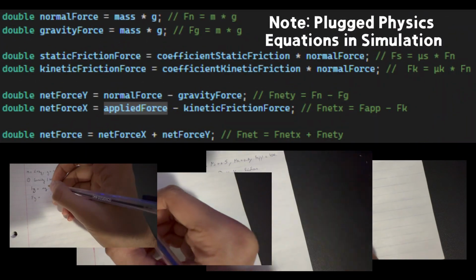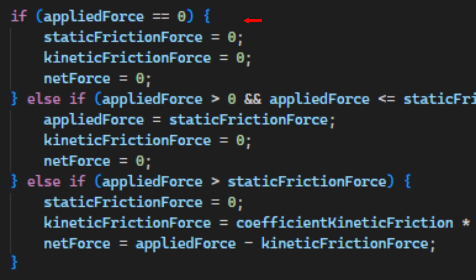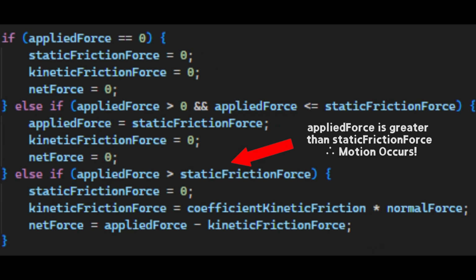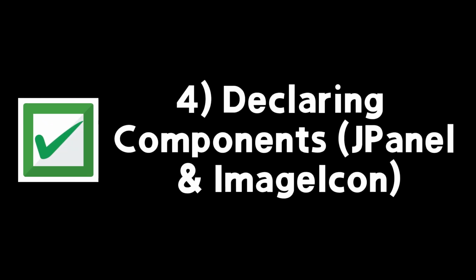Next, I used all of the physics equations that we discussed and plugged them in. Step 3 was determining friction and net force. This code checks how friction acts based on applied force. No force means no motion, small force balanced by static friction, and large force causes motion with kinetic friction and a net force.